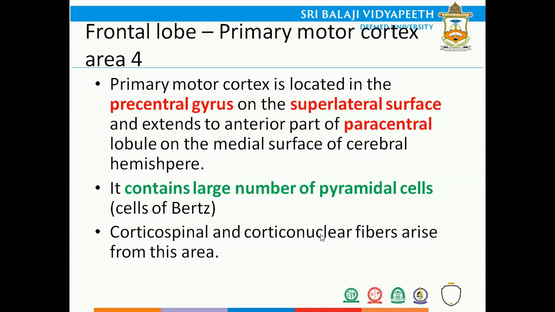Basically, the motor tracts can be divided into two types: pyramidal tracts and extrapyramidal tracts. Those which pass through the pyramid of the medulla oblongata are called pyramidal tracts. Those which do not pass through the pyramid of the medulla oblongata are called extrapyramidal tracts. The pyramidal tracts include the corticospinal tract and the corticonuclear tract. They pass through the pyramids of the medulla oblongata, and they take their origin from the primary motor cortical area.